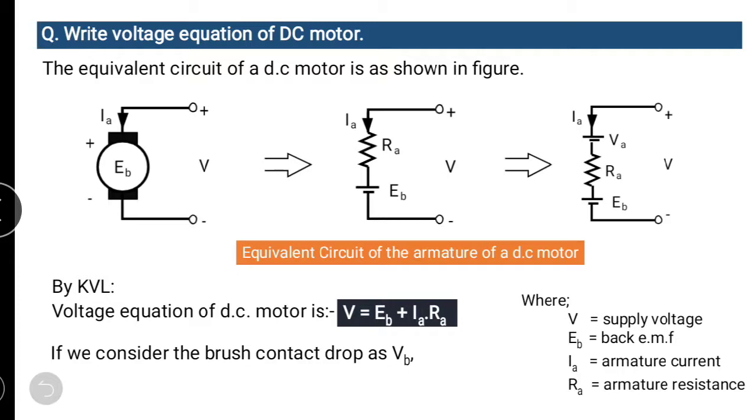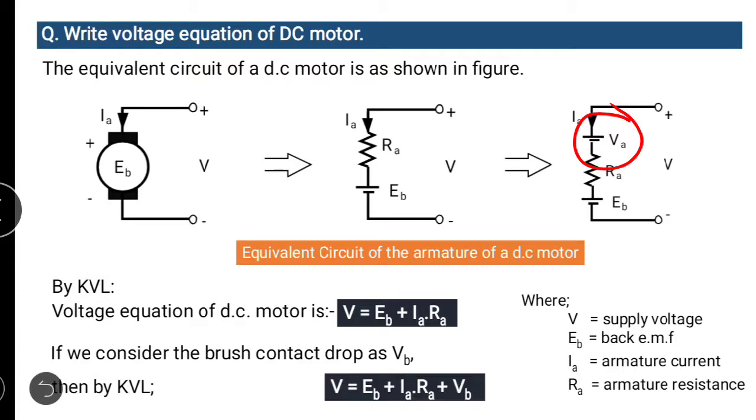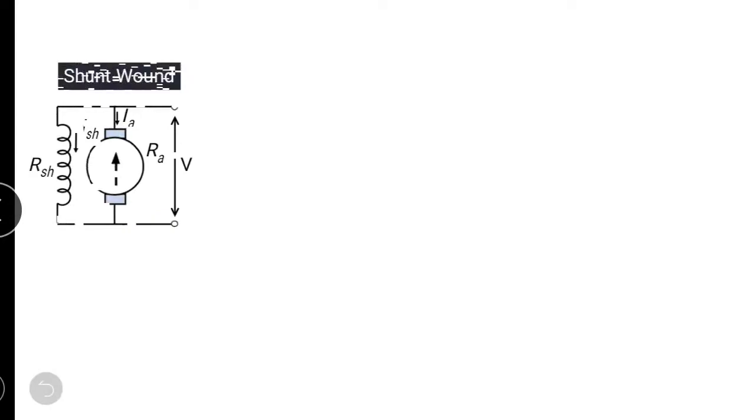If we consider the brush contact drop, then it may be represented like this. The representation of the brush contact drop is here. With the help of the brush contact drop, we can write V equals EB plus IA RA plus VB. So this is the voltage equation of a DC motor. For our knowledge, we are going to extend the question, so we consider each and every motor case.